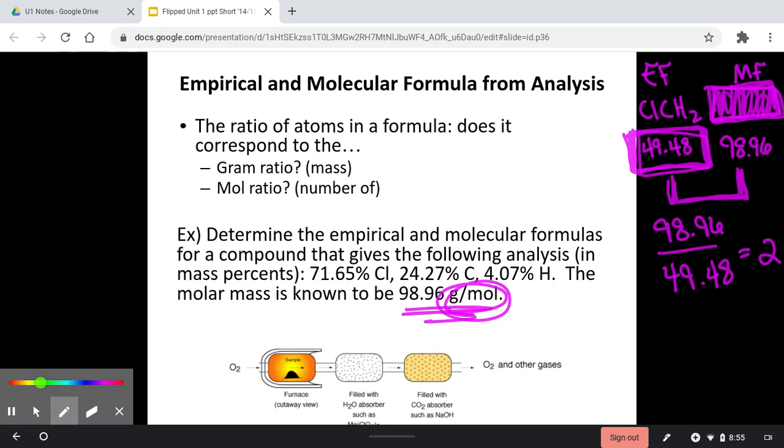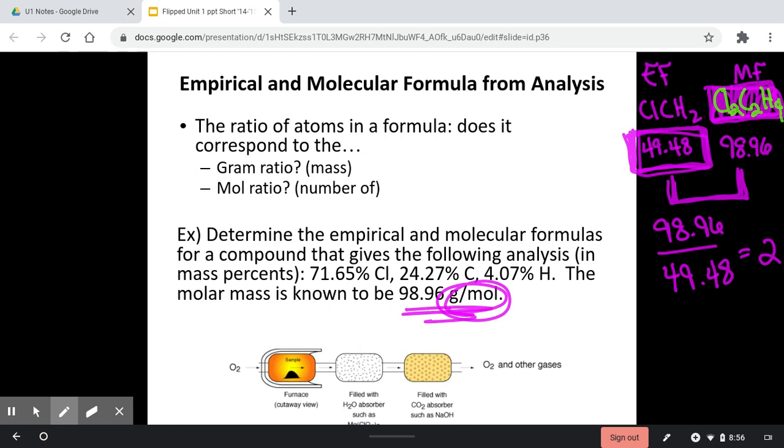So the molecular formula is twice as heavy as the empirical formula, which means we can just take our empirical formula and multiply it by 2, so Cl2C2H4, and that's our molecular formula.